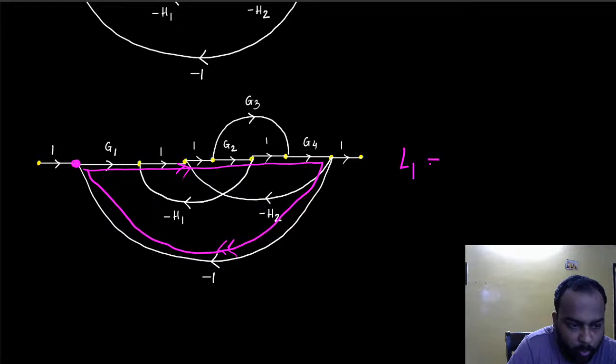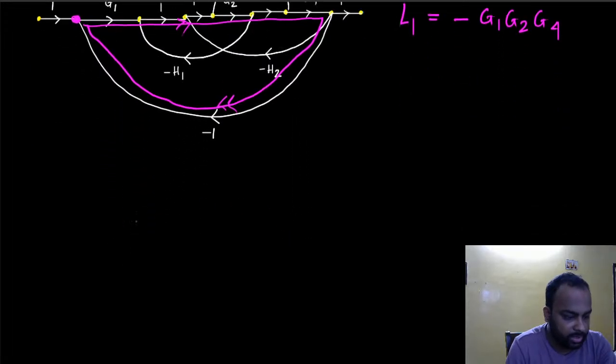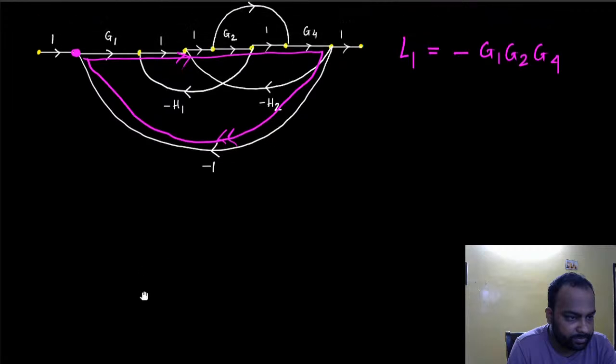So this is my loop 1. You can consider whatever you want. So what is the gain? I see G1, G2, G4 and then minus sign. So minus G1, G2, G4, right? That's the gain for the loop 1. Consider the other one.